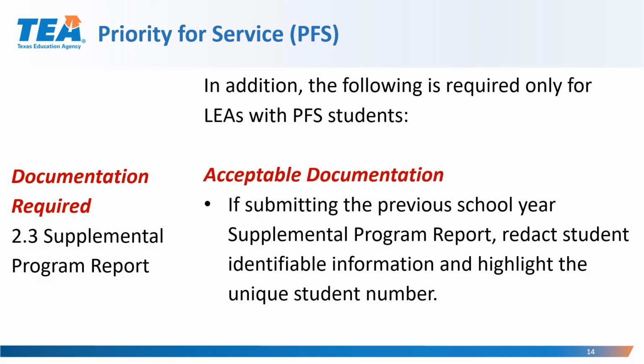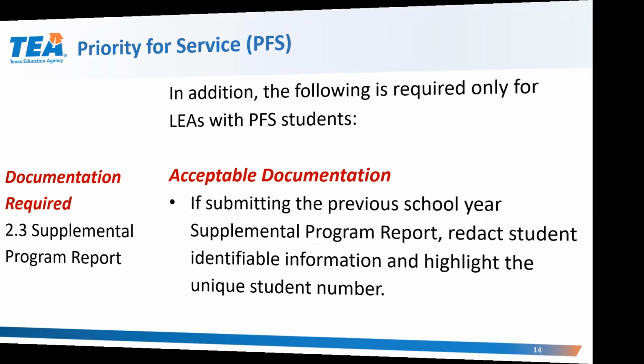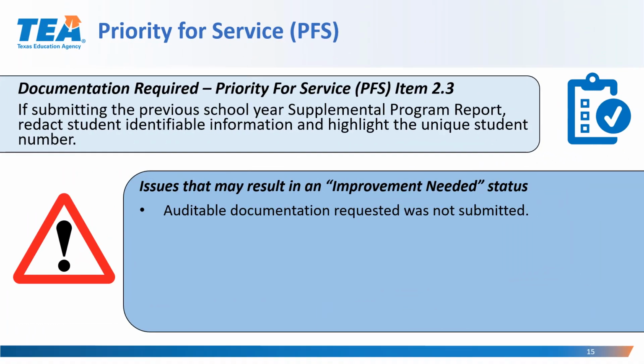The following documentation is required only for LEAs with PFS students. Supplemental Program Report. In submitting the previous school year supplemental program report, redact student identifiable information, and highlight the unique student number. The documentation for requirement 2.3 is submitting the previous school year supplemental program report. An issue that might result in an improvement needed status is if the auditable documentation requested was not submitted.